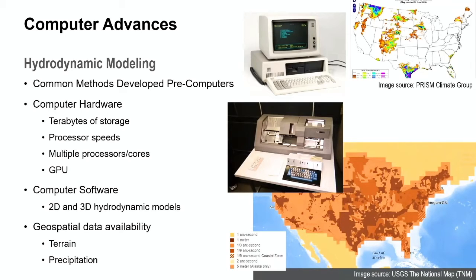The software has come a long way to take advantage of this computer hardware. There are 2D and 3D hydrodynamic models now. We also have a lot more data available to us. Geospatial data availability. We have terrain, we have complex terrains, we have precipitation data in a gridded format, such as the PRISM data. We have a lot more data at our fingertips to do these kinds of analyses.